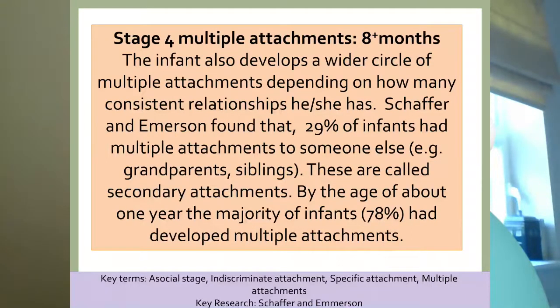So they would have primary attachment to that caregiver, which they've developed and which they prefer in the earlier stages, and now they're developing secondary attachments. So these are people that they're okay with, that they don't have stranger anxiety with, that they're happy to be around. So you see that by the age of 1 year, 78% of the infants had developed multiple attachments.